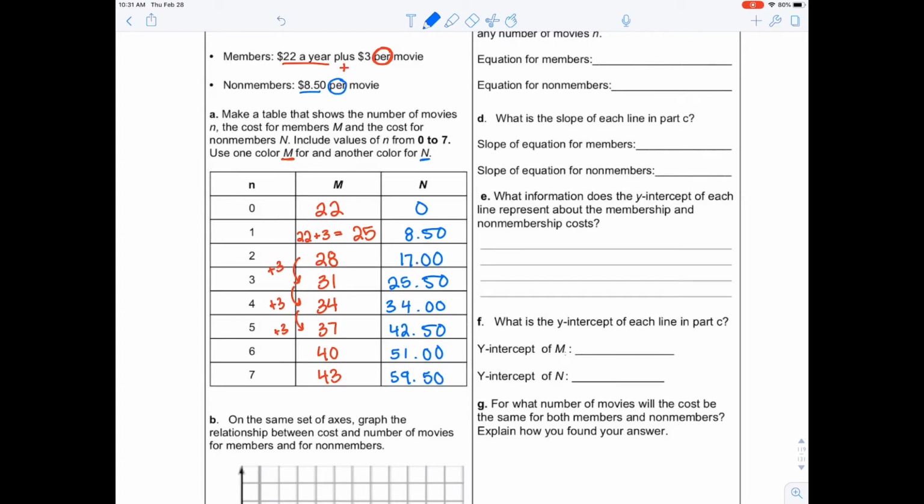Sorry, I'm pausing because I'm double checking my math. Hold on. 25.50 plus 8.50.